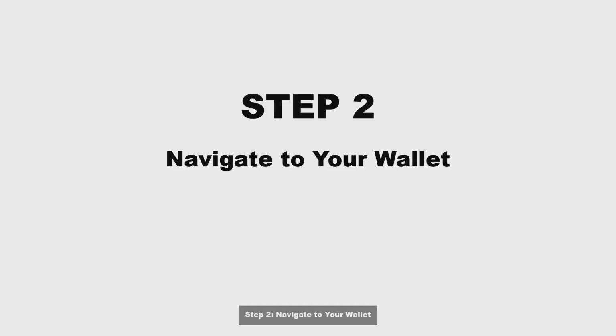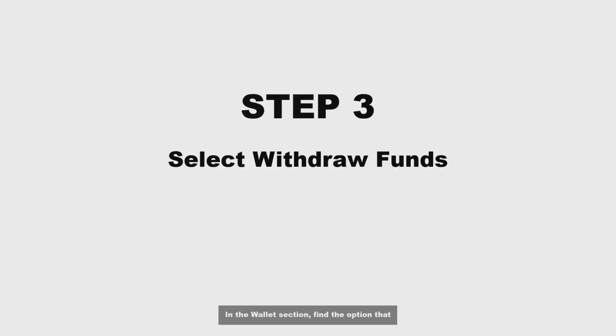Step 2. Navigate to your wallet. Once logged in, locate the wallet option in the top menu. Click on it to access your PayPal balance and link bank accounts. Step 3. Select Withdraw Funds. In the wallet section, find the option that says Transfer Money or Withdraw Funds. Click on it to proceed with the withdrawal process.